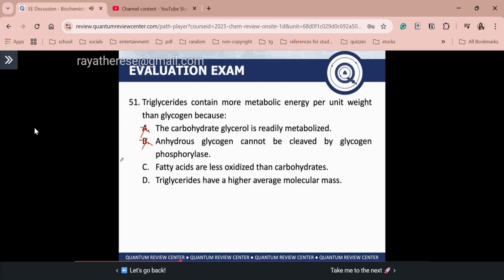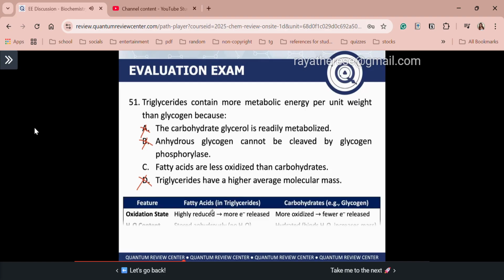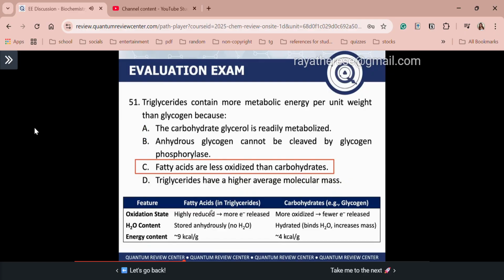Triglycerides have a higher average molecular mass. So class, molecular weight does not affect the metabolic energy yield of each biomolecule. Actually, the main factor that can affect the energy yield is the structure of the molecule, whether it is heavily reduced or somehow oxidized. And that is letter C. So remember, fatty acids, because of the chain of hydrocarbons in their structure, are the most reduced form compared to carbohydrates. So letter C, of course, is our answer here. Again, fatty acids are less oxidized than carbohydrates.